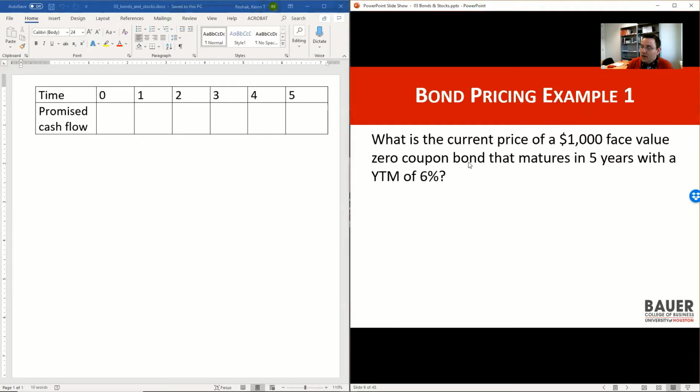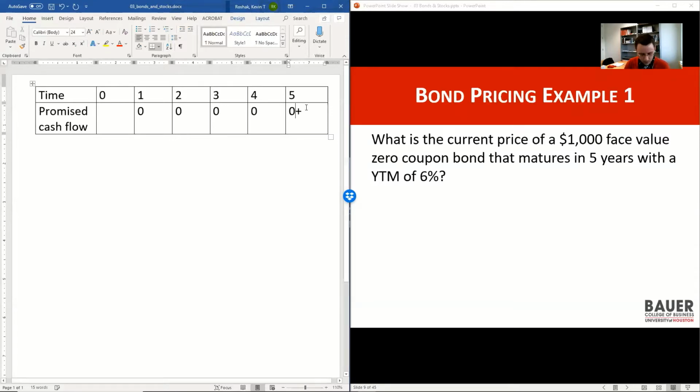It's a zero coupon bond. So that means all those coupons are zero. So we can fill out this little table here where we've got the timeline of all the promised cash flows. There's no coupon at time 1, 2, 3, 4, 5, 0 coupons. The only cash flow we have to worry about is the principal repayment, F. That occurs at time 5, matures in 5 years, and F is $1,000. That's typical in the US. So the only cash flow is $1,000 at time 5.